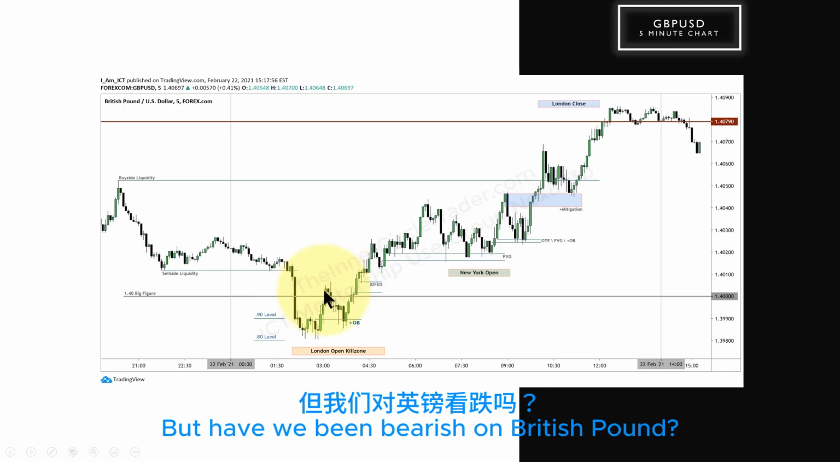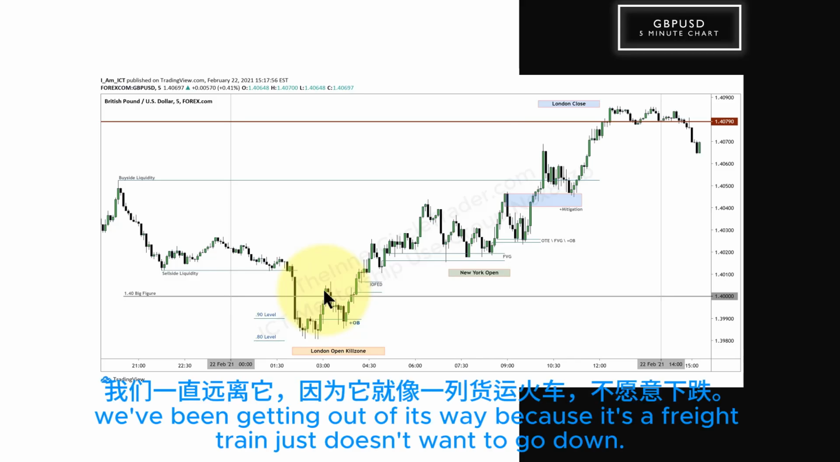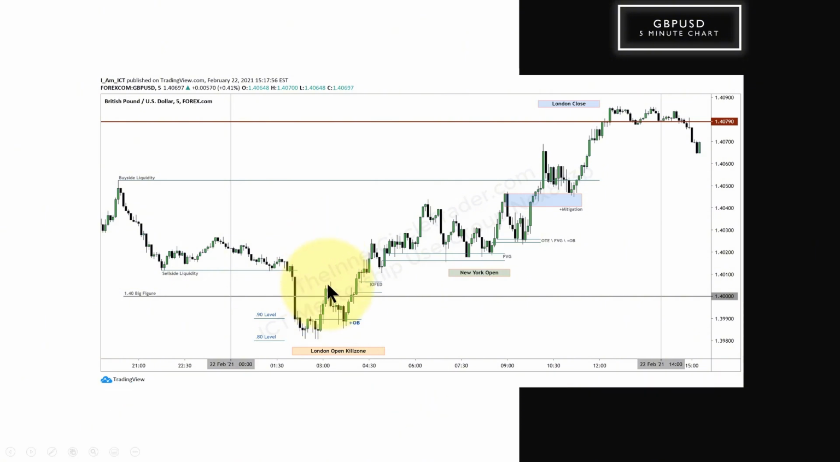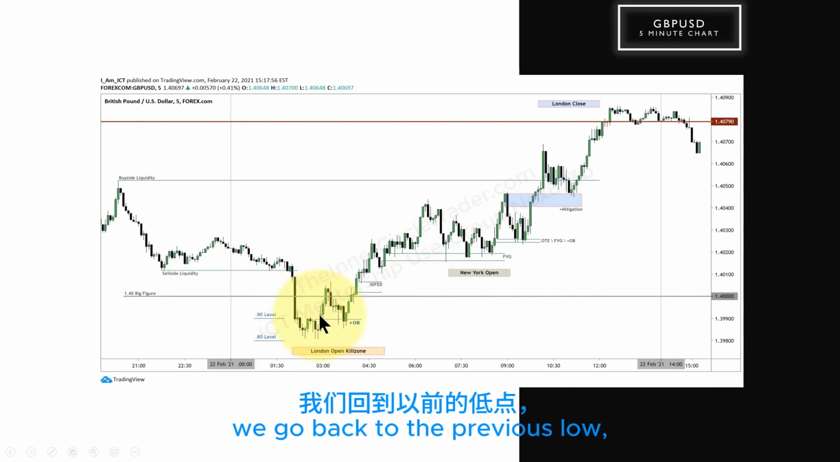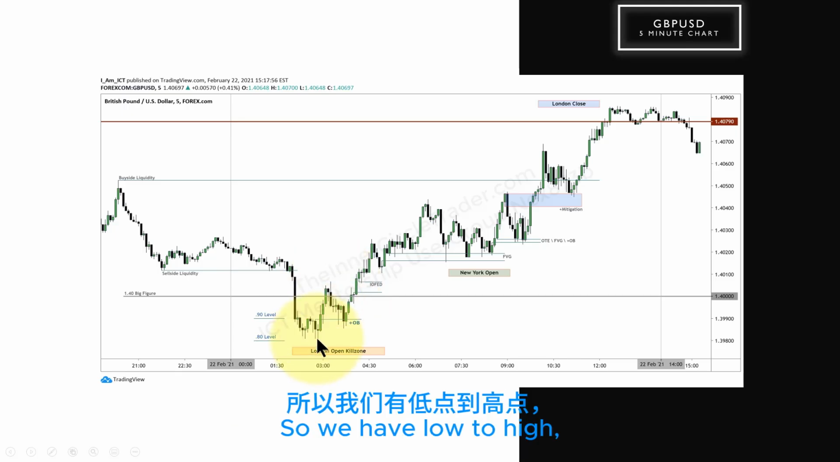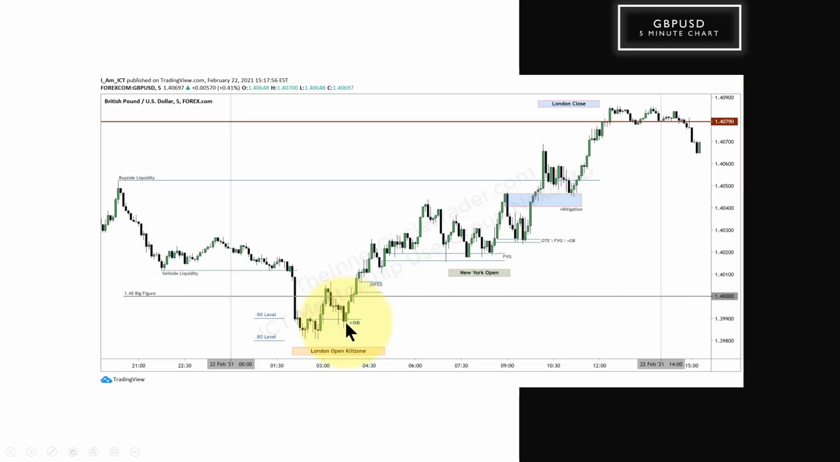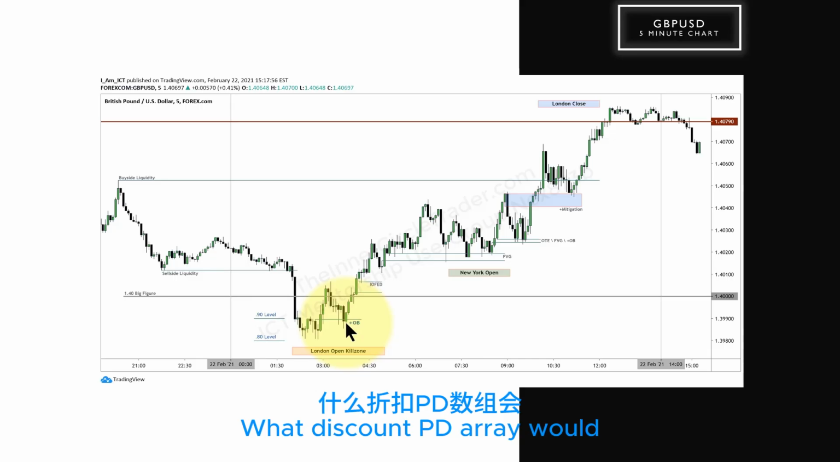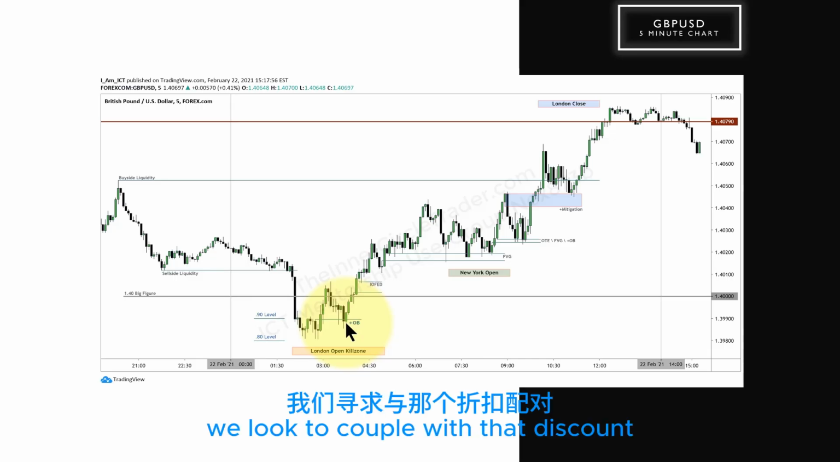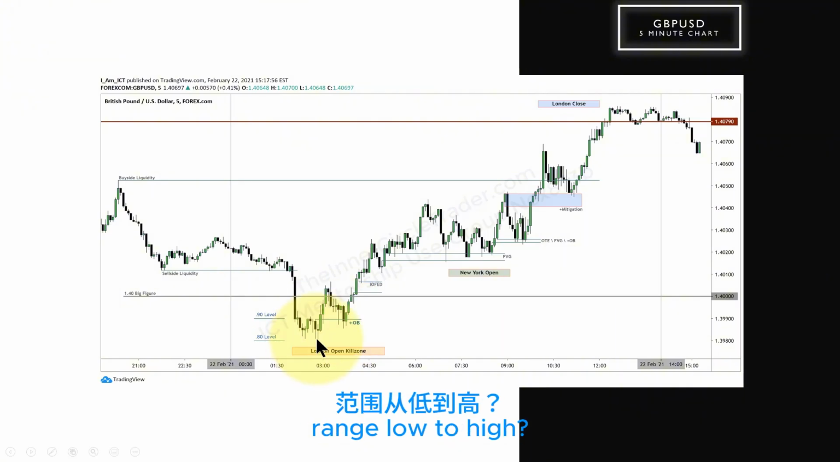But have we been bearish on British pound? No. We've been getting out of its way because it's a freight train, it just doesn't want to go down. So in respect to what it has done here, we go back to the previous low, which would be here. So we have low to high, then it drops down below 50% of that, which is now a discount. What discount PD array would we look to couple with that discount relative to its dealing range, low to high? The last down close candle, which is your bullish order block. Sending out in time, optimal trade entry, order block after sweeping 140 big figure.